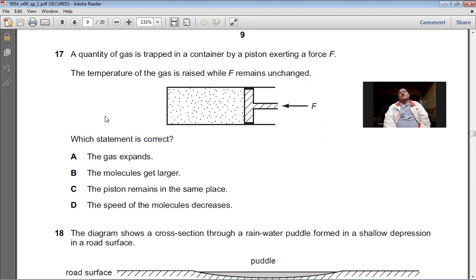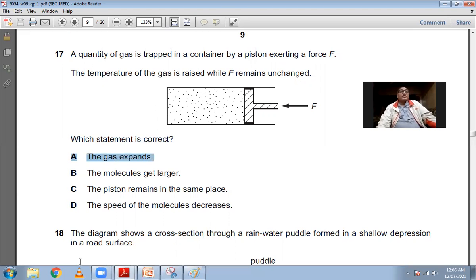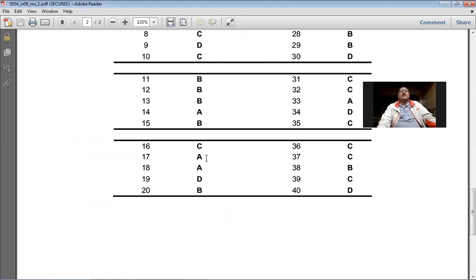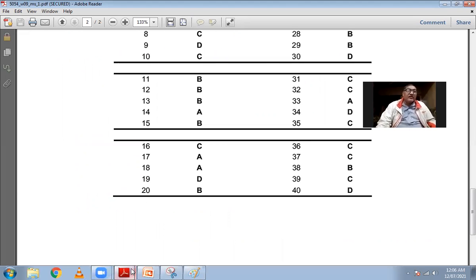So which statement is correct? The temperature of the gas is raised while F remains unchanged. A, the gas expands, yes. The molecules get larger, that is wrong. The piston remains in the same position, no. So the gas expands, I think, is the right answer. Question number 17, A is the right option, sir.